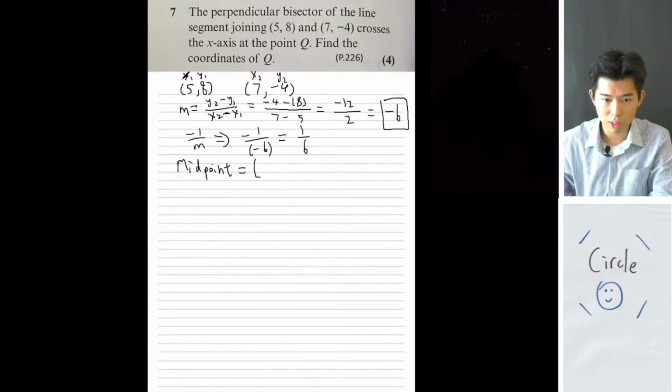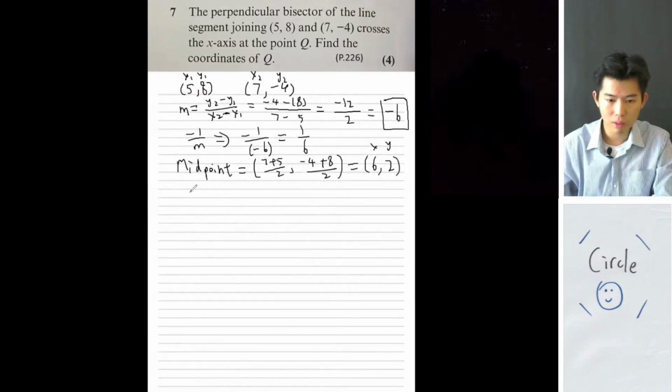x2 plus x1 divided by 2, which is 7 plus 5 divided by 2, and y2 plus y1 divided by 2, which is negative 4 plus 8 divided by 2. 7 plus 5 would be 12, 12 divided by 2 would be 6. And negative 4 plus 8 would be 4, 4 divided by 2 would be 2. Okay, let's move on to the next step, which is the equation.